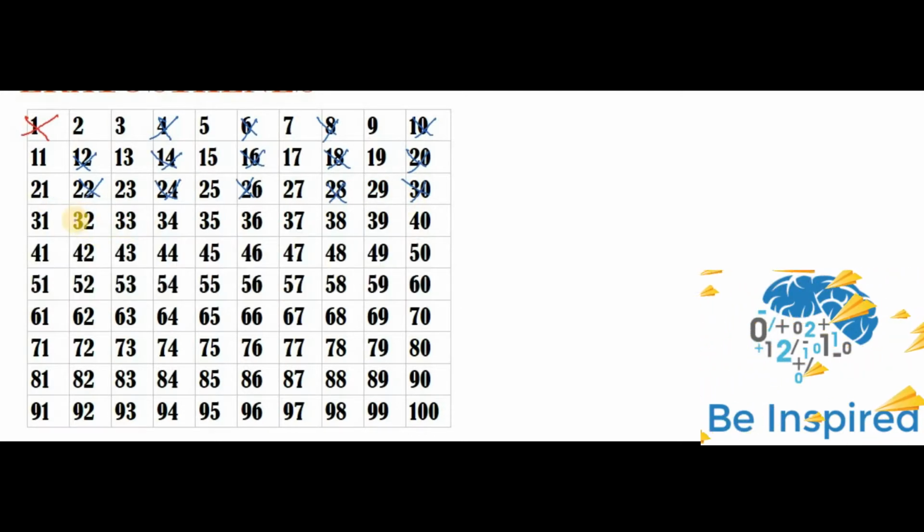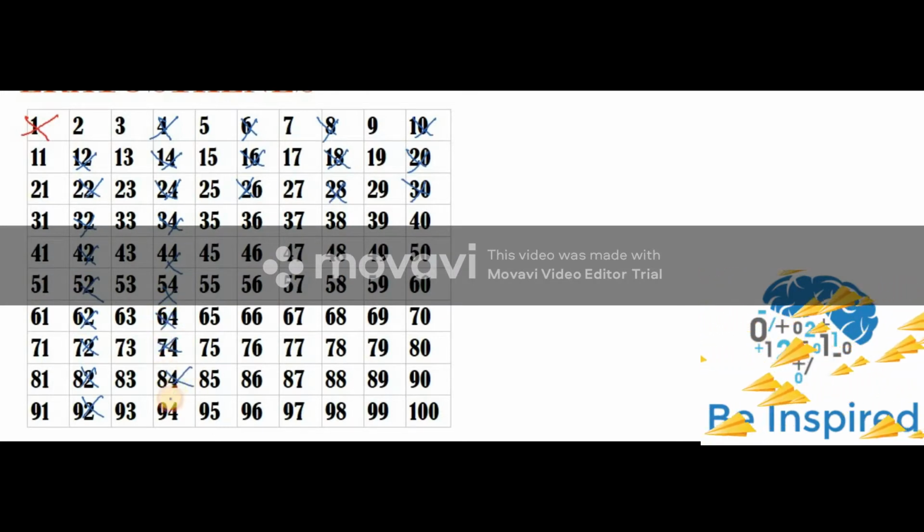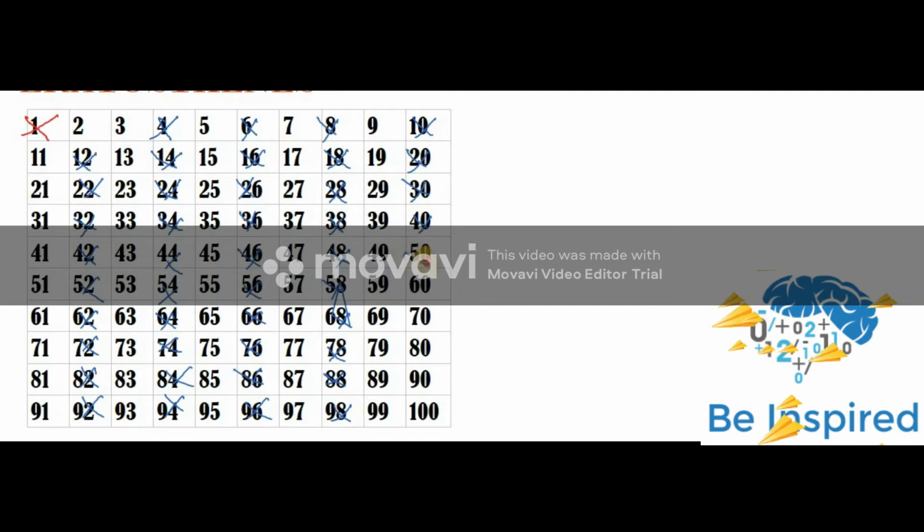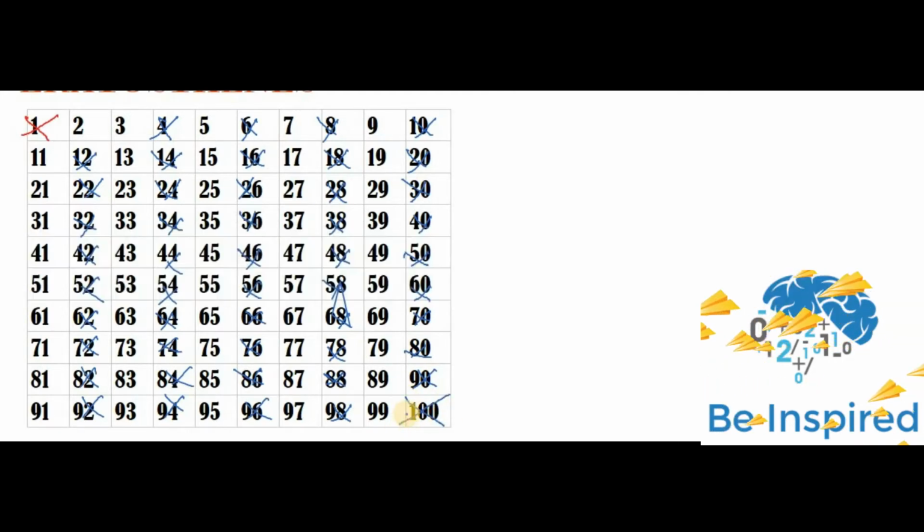So that is the reason I am going to strike off all the numbers which end in 2, and now all the numbers which end in 4, and all the numbers which end in 6, and all the numbers which end in 8, and all the numbers which end in 0. This is the second step he told us.